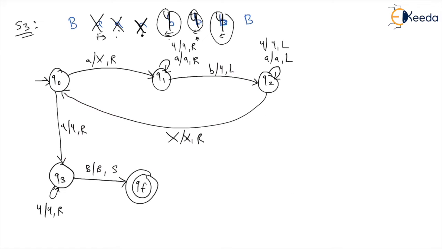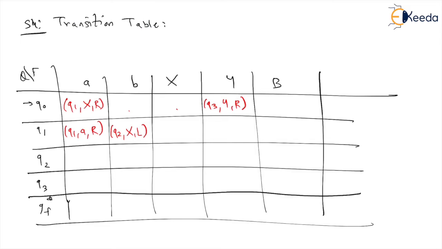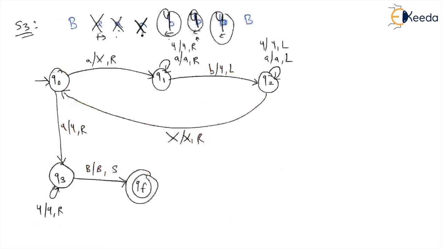Q1 does not receive capital X, but Q1 does receive a capital Y, keeping the Y as Y and moving to the right to the state Q1 again. So let's write it. So we have Q1 comma Y comma R over here. Next, Q1 does not receive a blank, so we are not concerned with that, and therefore the Q1 row is now done. Similarly, going on to Q2.